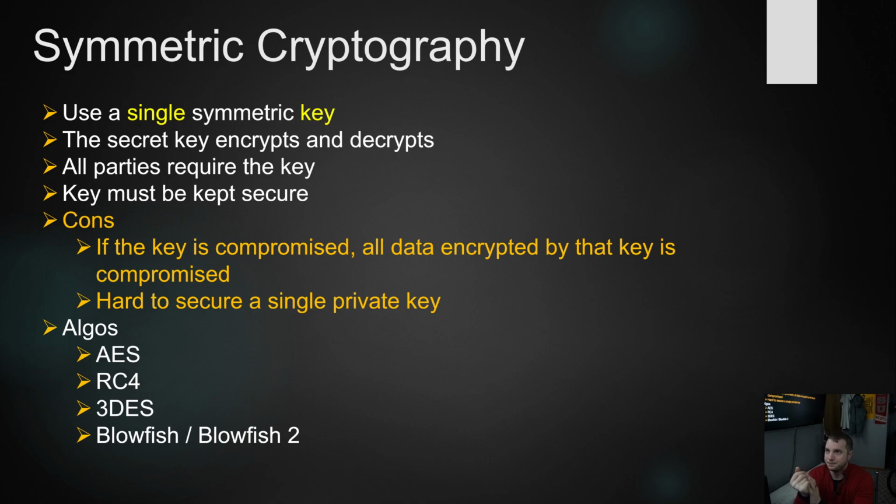It's a single key. It encrypts and decrypts, and all parties require that key. That single key must be secured. If that key is ever compromised, lost, or altered in any way, all that data that you had encrypted is now officially compromised. And this is the biggest downfall with symmetric cryptography.